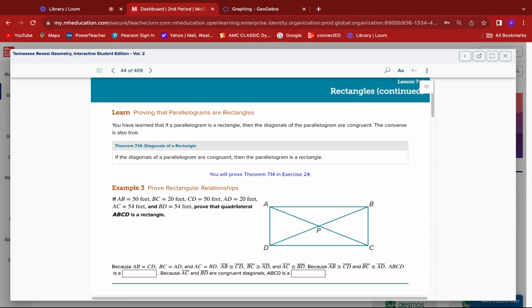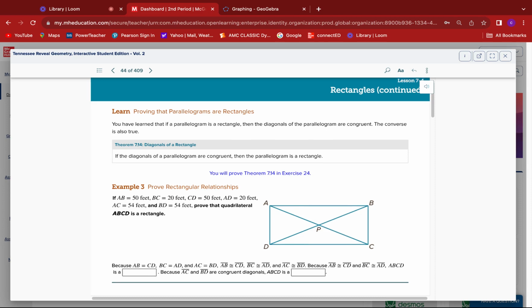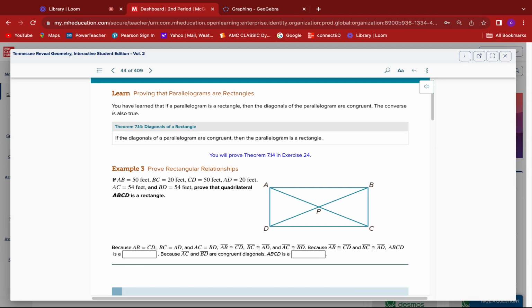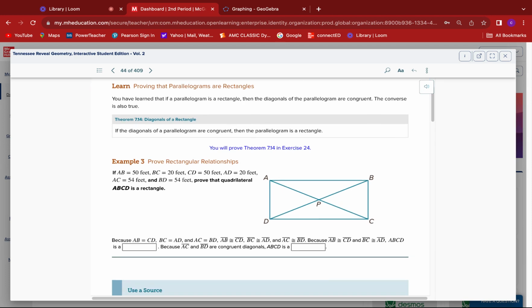Okay, well, we got a diagonal is a parallelogram are congruent, and the parallelogram is a rectangle. Well, not necessarily, because it could be a square. Yeah, I have a feeling we're going to talk about that another time, though. All right, example number 3.